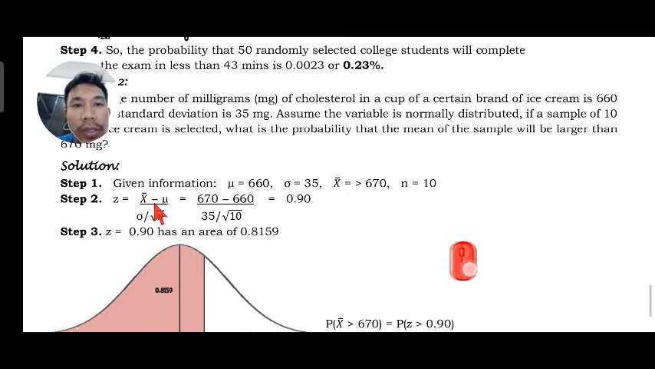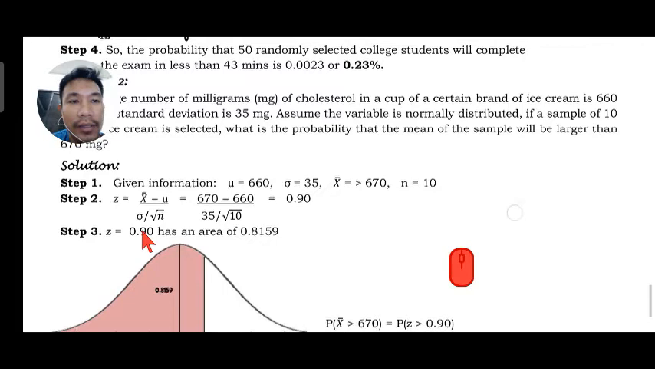The same way, step number 2, we will find the z-score. Z-score is equal to the sample mean minus the population mean over the population standard deviation over the square root of n, or the square root of our sample size. So our sample mean is 670 minus 660 over 35 over square root of 10. And the answer of this is 0.90. So our z-score is 0.90.